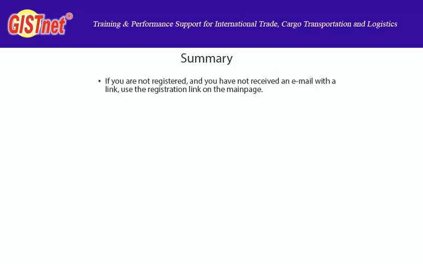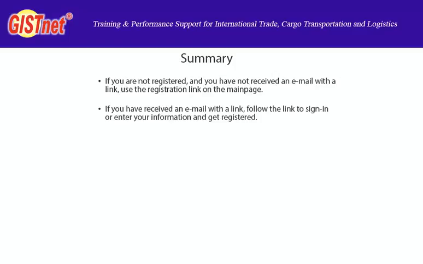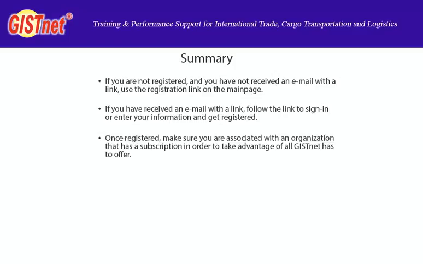To summarize, if you are not registered and you have not received an email with a link, use the registration link on the main page. If you have received an email with a link, follow the link to sign in or enter your information and get registered. Once registered, make sure you are associated with an organization that has a subscription in order to take advantage of all GISTnet has to offer.